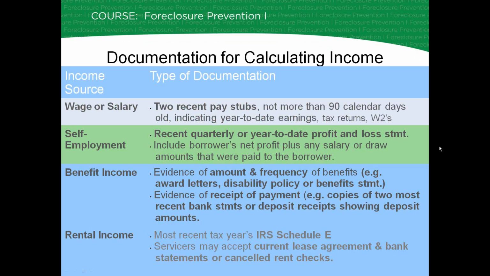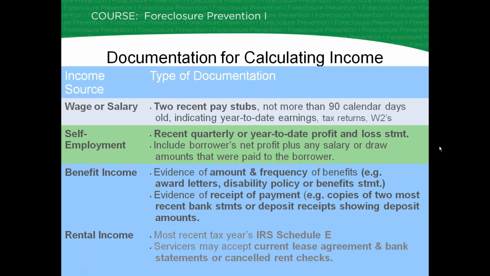If they're self-employed, more than likely they're going to want the most recent quarterly statement or a year-to-date profit and loss statement. Most self-employed people will know what you're talking about, but there are a few really small business owners who may not. And in that case, it's really simple to print off a profit and loss or P&L statement off the internet and give it to them and have them fill it out with their income and their expenses. For self-employment, make sure you include the borrower's net profit plus any salary or draw amounts that were paid to the borrower.